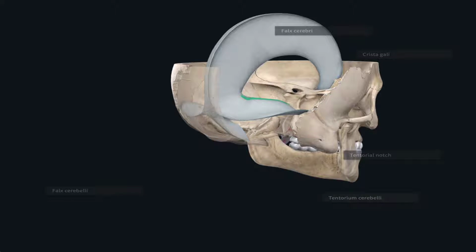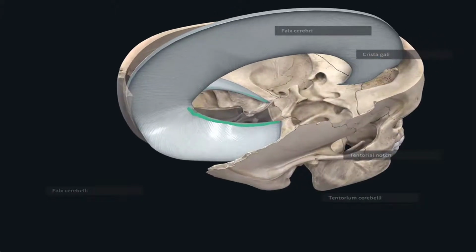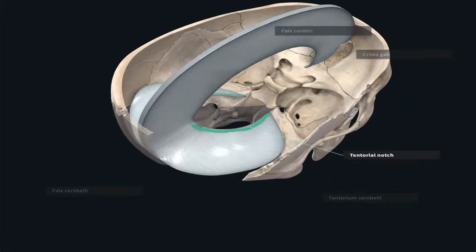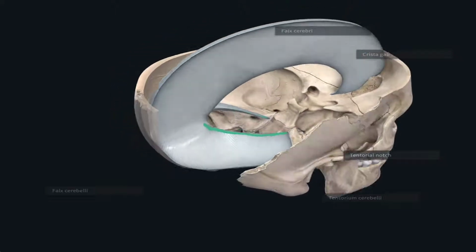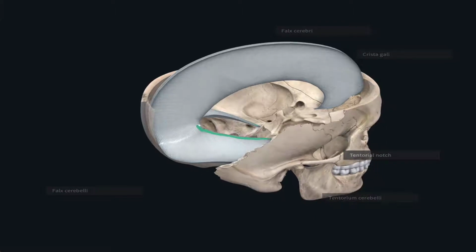cerebrum superiorly. The gap within the tentorium cerebelli is known as the tentorial notch, which is going to allow for passage of the brainstem up through from the posterior cranial fossa towards the middle cranial fossa.